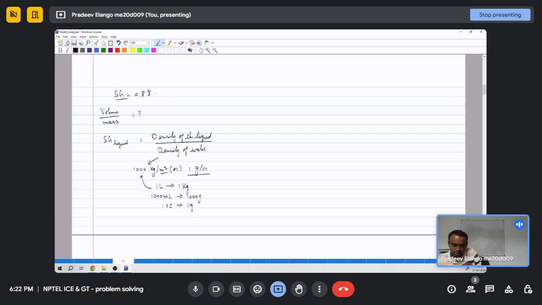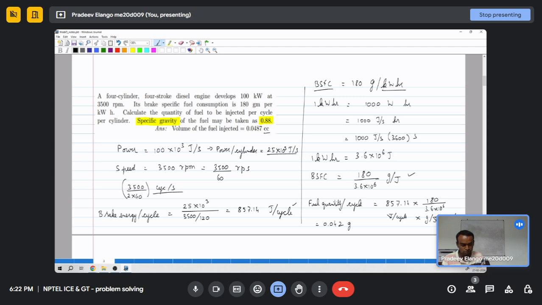So if specific gravity is 0.88, then using this we know the density of the fuel is 0.88 gram per cc. If in your problem you had meter cube and kg, then you can directly write it as 880 kilogram per meter cube and start solving. But now we have it in terms of grams and the result is in cc, so I take it as gram per cc and proceed further.